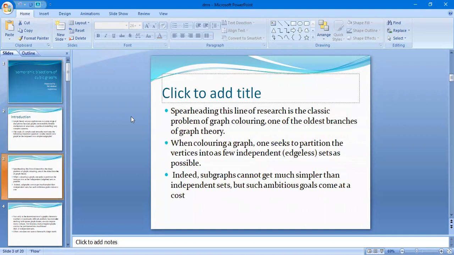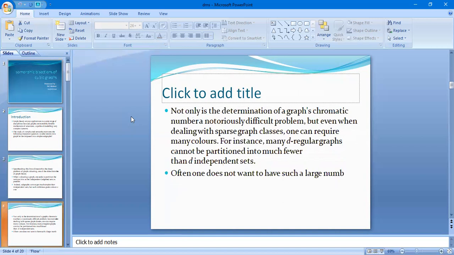Spearheading this line of research is the classic problem of graph coloring, one of the oldest branches of graph theory. When coloring a graph, one seeks to partition the vertices into as few independent sets as possible. Indeed, subgraphs cannot get much simpler than independent sets, but such ambitious goals come at a cost. Not only is the determination of a graph's chromatic number a notoriously difficult problem, but even when dealing with special graph classes, one can require many colors.